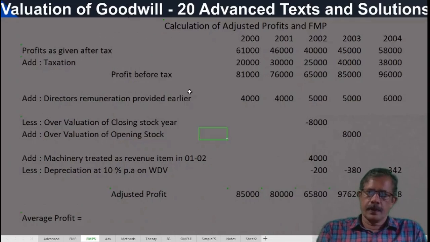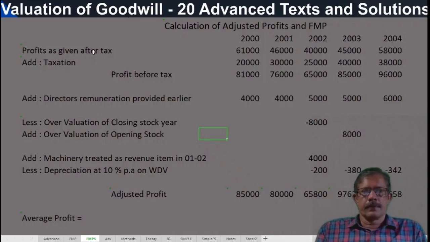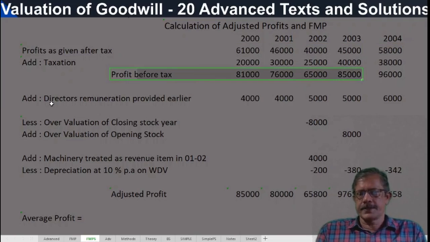Okay, we will do profits and taxation. Profit before tax we got. If the taxation rate earlier was, say, 50%, we can simply gross it up. All the years' profit is grossed up, and we will get the profit before tax. Here a different tax amount is given, so that should be added separately. Then add the director's remuneration provided earlier.